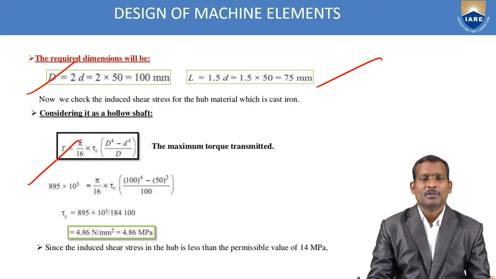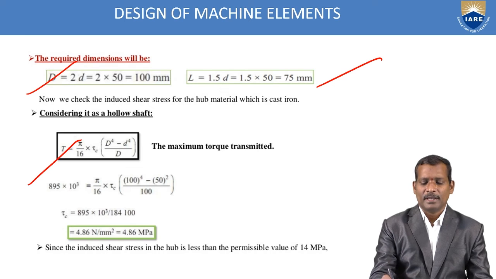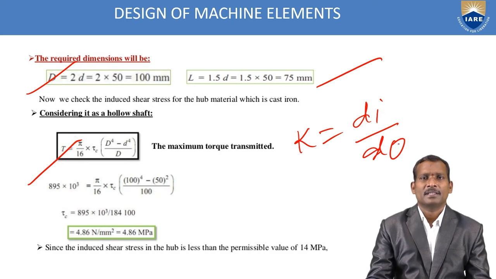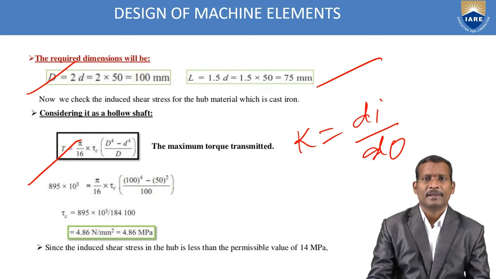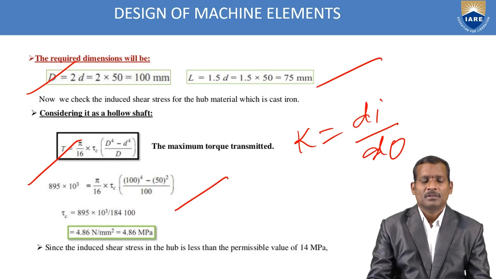π/16 into τ into (D^4 - d^4)/D. For simplicity, you can take K as di by do, where di is the internal diameter of the shaft and do is the outer diameter of the shaft, as we learned in the shaft design. So substitute those values, you will get the maximum torque transmitted.